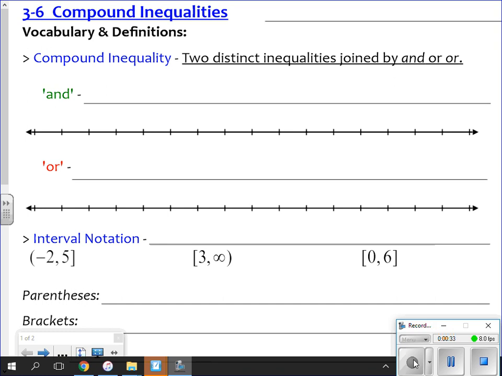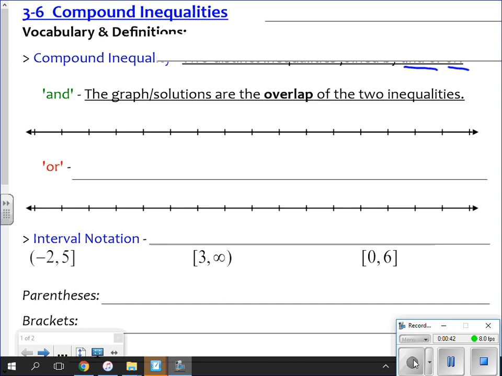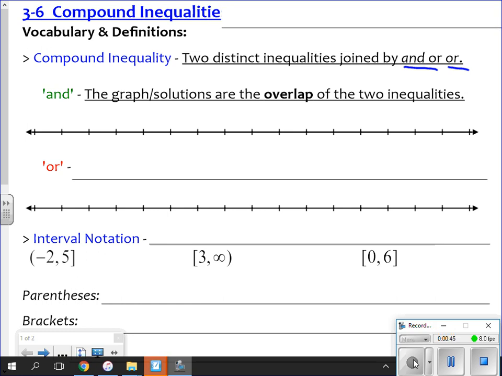So we're either going to be joined by an and or an or. There's actually a couple of versions of the and situation. Okay. The graphs of an and overlap the two inequalities. And when you look at them, I want something that meets both conditions. So there are two ways, and I'm going to do an example here of ands and graphing them.